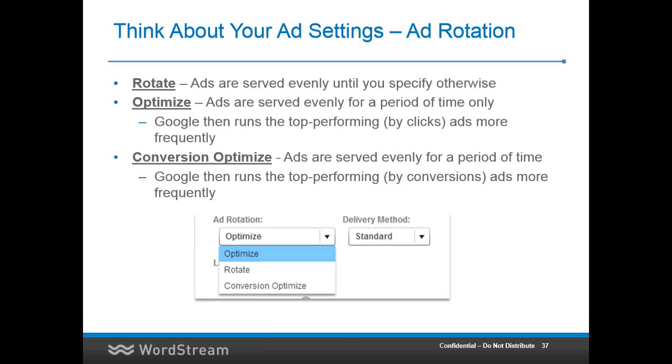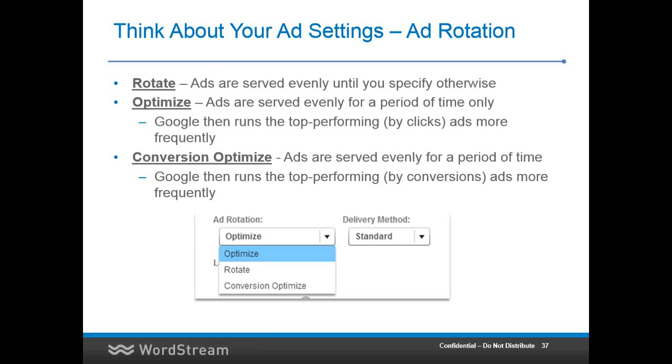And the last option is conversion optimize, which is similar in concept to that optimize setting that we just discussed. The ads will run evenly for a period of time, collecting data, but this time the focus is on conversions. So the ads that are generating more conversions and have a better conversion rate are going to run more frequently. Something to keep in mind with this, though, is that the ads need to generate at least 15 conversions before Google will start to adjust the frequency of running those ads.